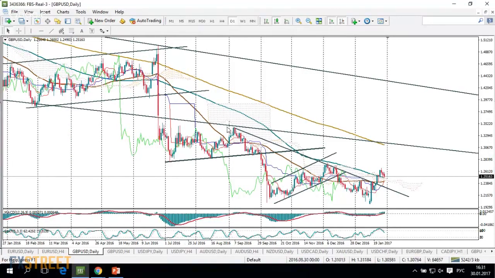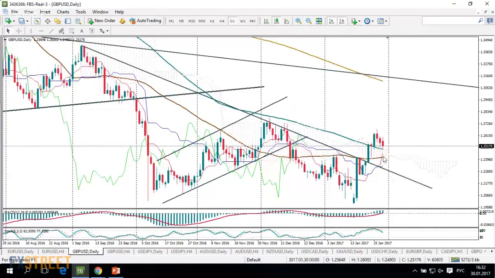Here, the pair managed to break above the resistance line, which connected highs of September and highs of December. The pair is trading above the 100-day moving average, the green line, and above the 50-day moving average, the brown line. Also, we are above the daily Ichimoku cloud. Still, here the pair has to stay above this moving average in order to retain the ability to get higher.